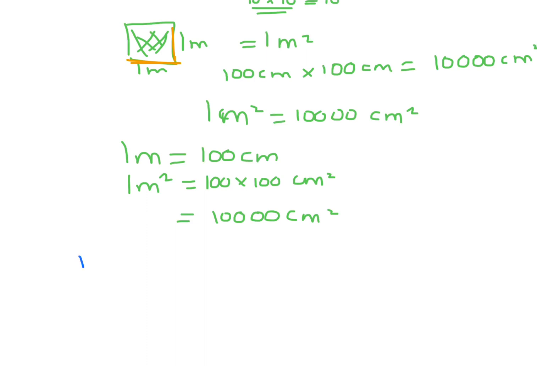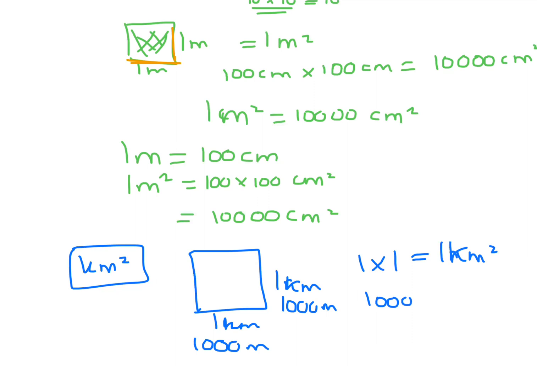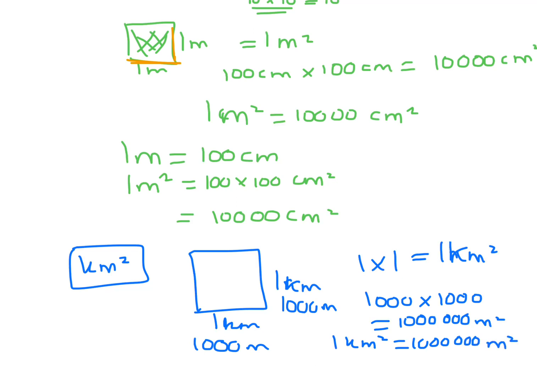And let's just say we're looking at kilometres squared. So that would be 1 kilometre by 1 kilometre. So 1 times 1 is equal to 1 kilometre squared. But if you change those to metres, that would be 1,000 by 1,000. So once again, the number of zeros double. So that would be 1 million metres squared. So 1 kilometre squared is 1,000 times 1,000. So the zeros double, and that would be metres squared.